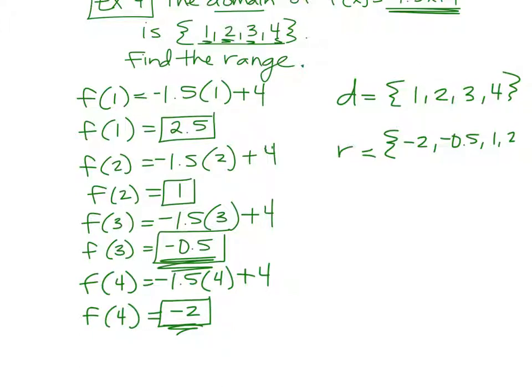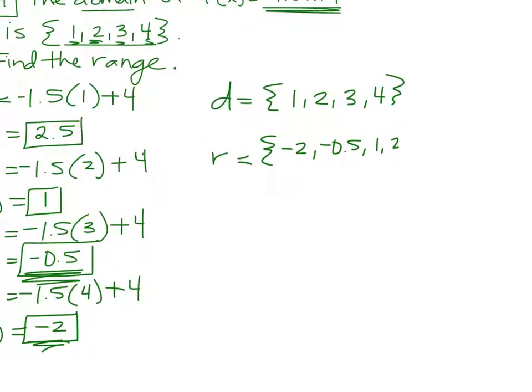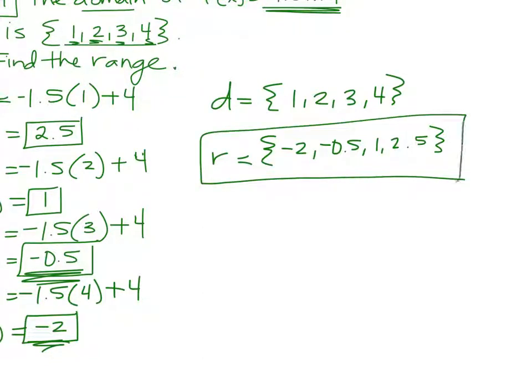Sorry, that's kind of messy. Let's try that again. Okay, so this would be my range. Sorry, that's a 2.5. It's super spaced out. And that's what they're looking for then.